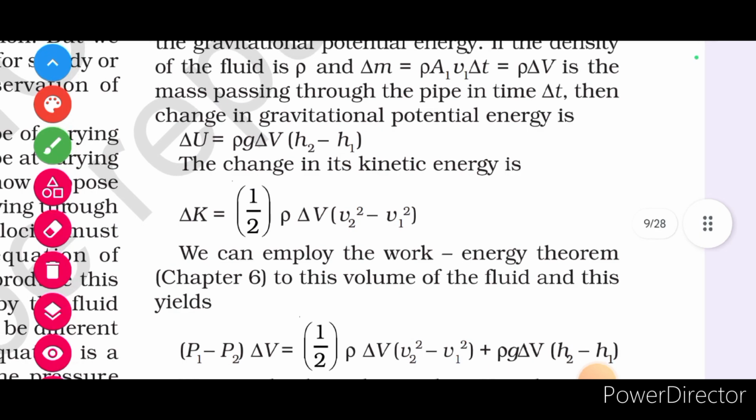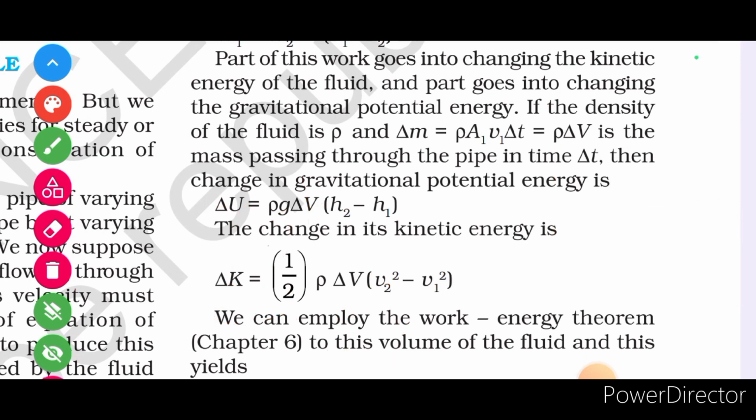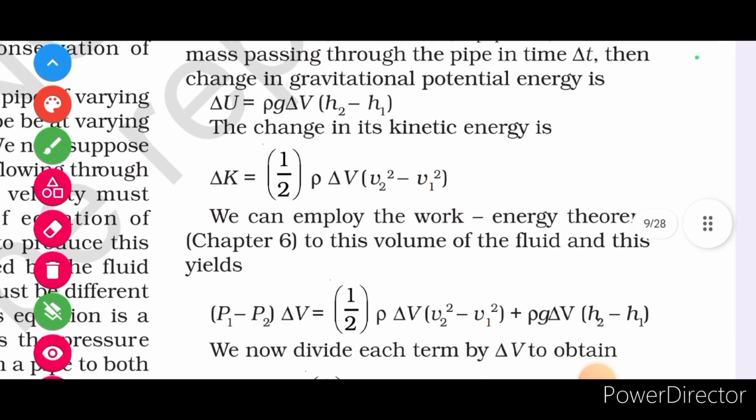Similarly for kinetic energy, the velocity will be different. What is kinetic energy? Half m v squared, and mass we have written as rho delta V. So half rho delta V, times the difference of the squares of the two velocities, v2 squared minus v1 squared.